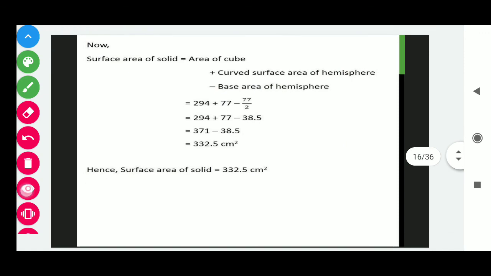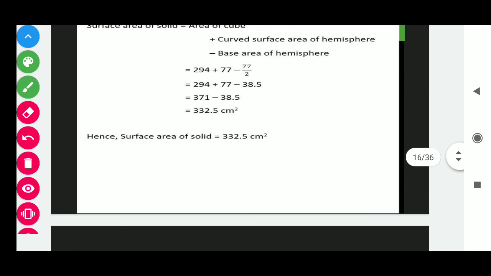But we need to find the surface area of the solid. Students, if you don't know what the shape is after adjoining two 3D shapes, then we can say that it is a solid. In this way, we can write surface area of solid: area of cube plus curved surface area of hemisphere minus base area of hemisphere, by putting the values that we have already found. So, by calculating this, we get the answer 332.5 square centimeter. Hence the surface area of the solid is 332.5 square centimeter.